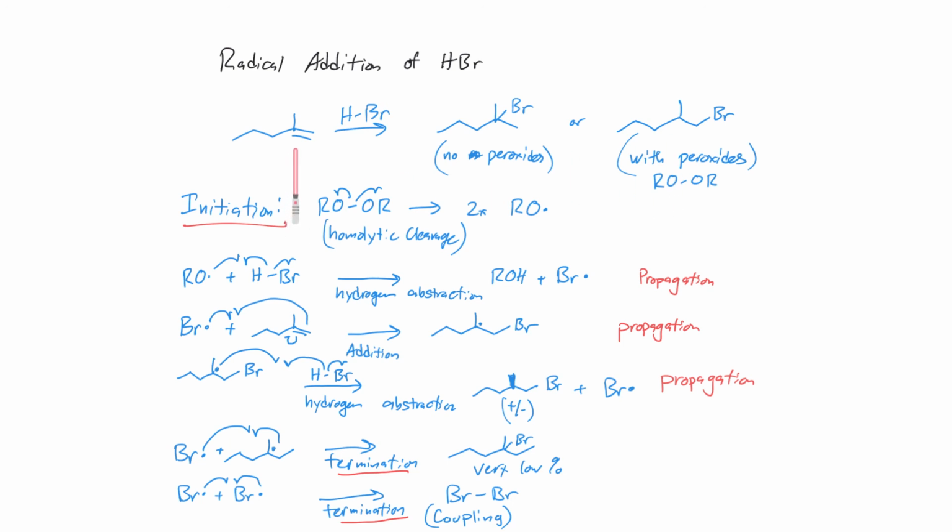Like now we could use any alkene here, as long as we have HBr and some peroxides, we know that we can get anti-Markovnikov addition of the bromine, and that can be a very powerful tool to have in our toolbox.